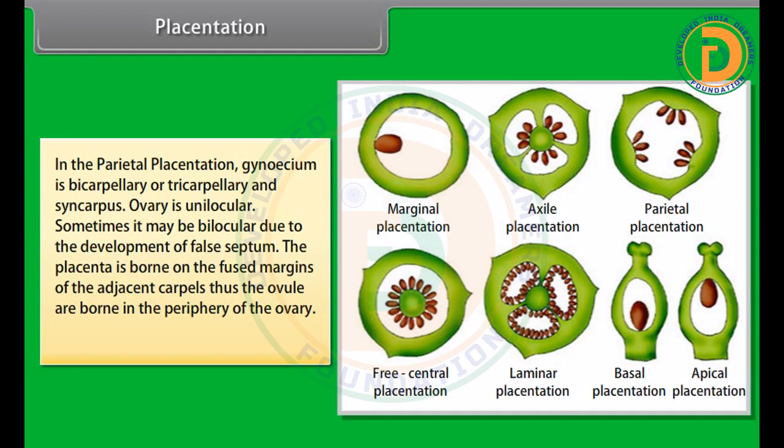Ovary is unilocular. Sometimes it may be bilocular due to the development of a false septum. The placenta is borne on the fused margins of the adjacent carpels, thus the ovules are borne in the periphery of the ovary. Example, Cruciferae.